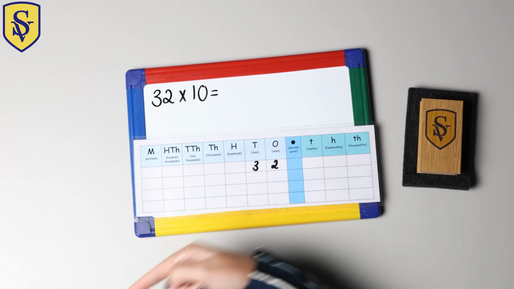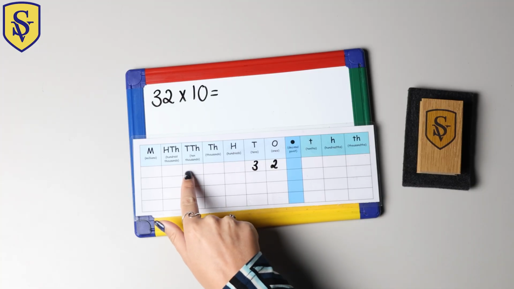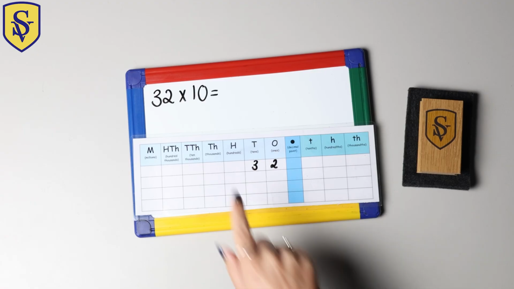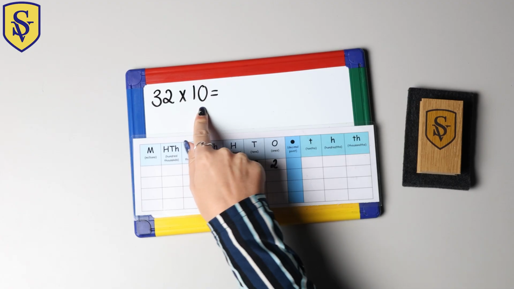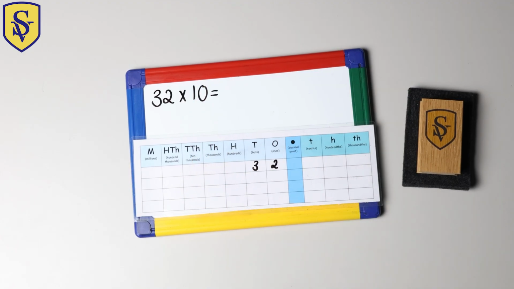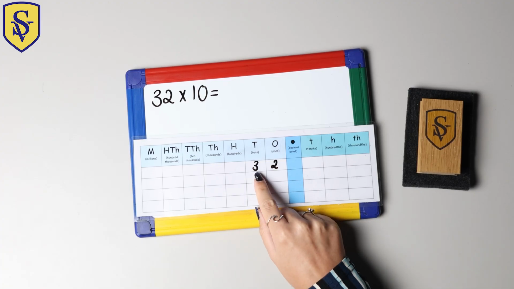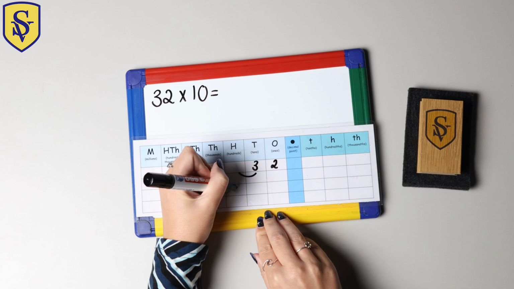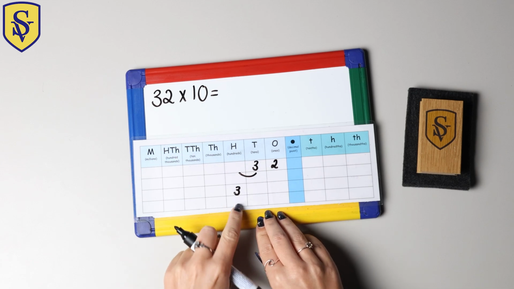So you need to move it to the left because each of these columns is 10 times bigger than the column before. And one of the easy ways to remember how many jumps you have to make is you look at the number of zeros in the question. If you're multiplying by 10, there is 1 zero, so you only have to make 1 jump for each of the numbers. So I'm going to start with the tens and I'm going to jump 1 place to the left because it's going bigger, and I'm going to write a 3 there.